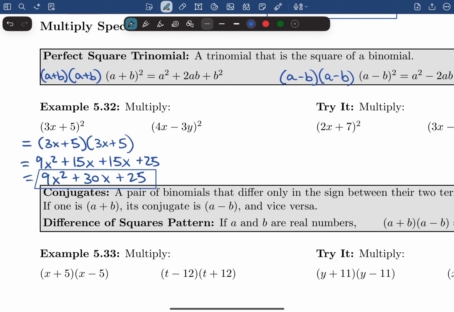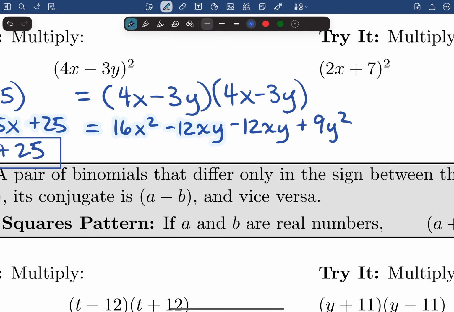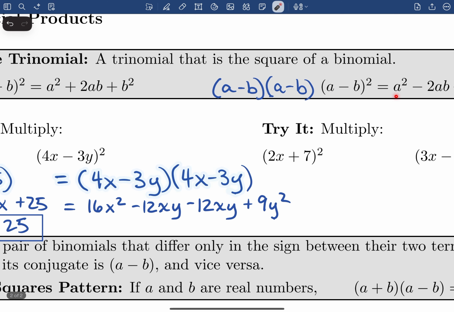Let's try another one. When I see 4x minus 3y squared, I could do the FOILing method. 4x minus 3y times itself. All right, now I'm going to multiply 4x times 4x and get 16x squared. 4x times negative 3y, which is negative 12xy. Negative 3y times 4x, which is negative 12xy. And negative 3y times negative 3y, which is positive 9y squared. So here's my result.